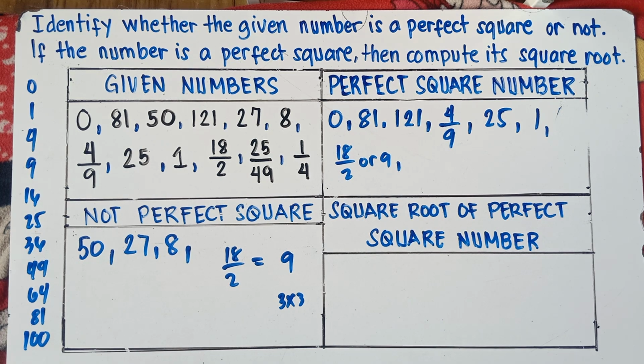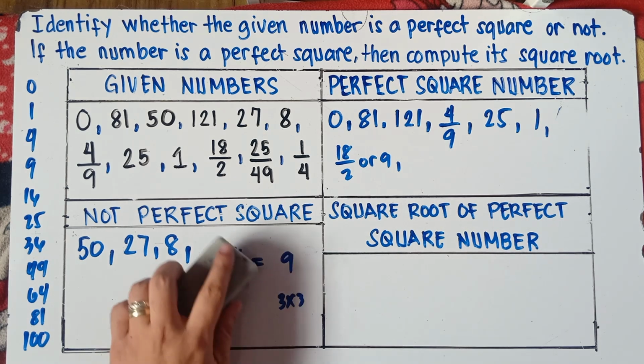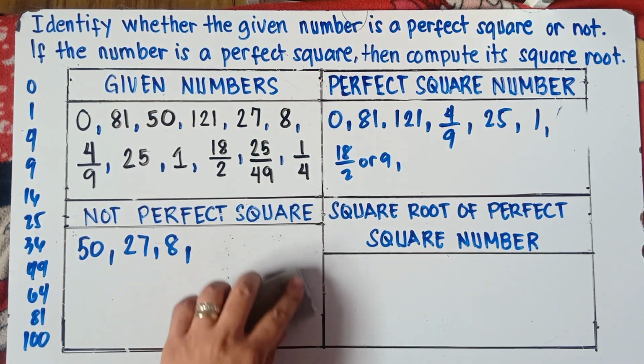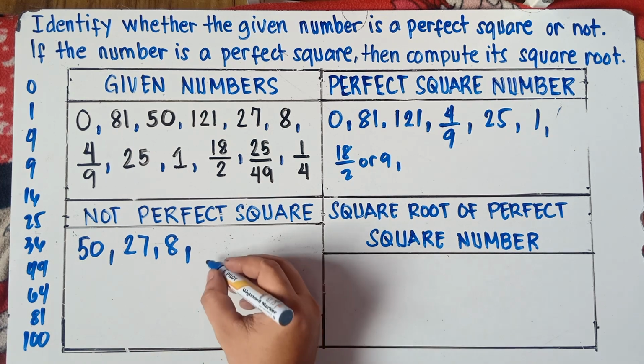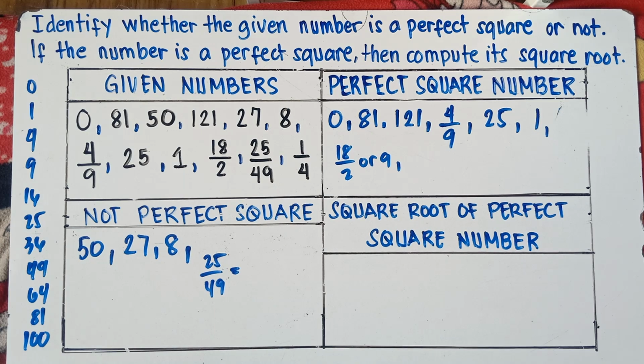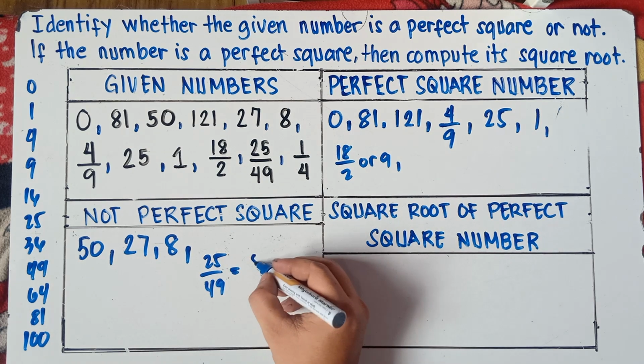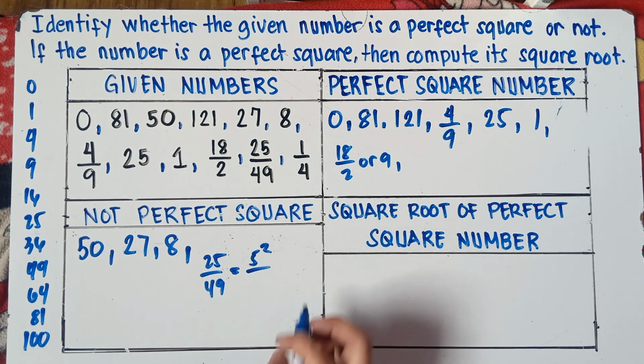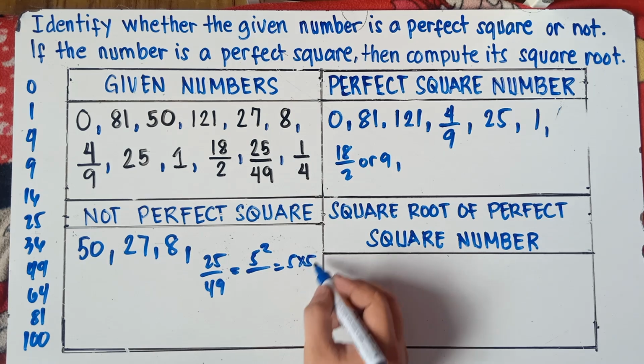Alright, how about 25 over 49? 25 over 49, is it a perfect square? So let's check. You think of an integer, class, that we can square to get 25. That would be 5 squared, right? 5 squared is 25 because 5 times 5, that is 25.